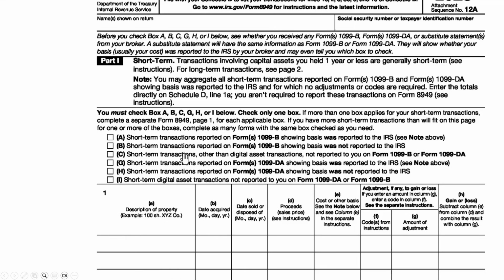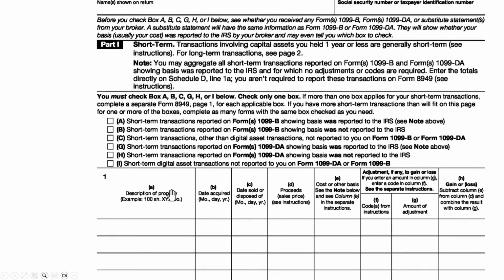If you have a mixture, so let's say you've got a brokerage statement, so you've got some things with a 1099-B that show the basis, but then you also sold some assets that were not through a brokerage house, but you need to report the gain. What do you do then? What you do is you attach another 8949. So we only check one box here. Then you would do another 8949 and check the other box and report that transaction.